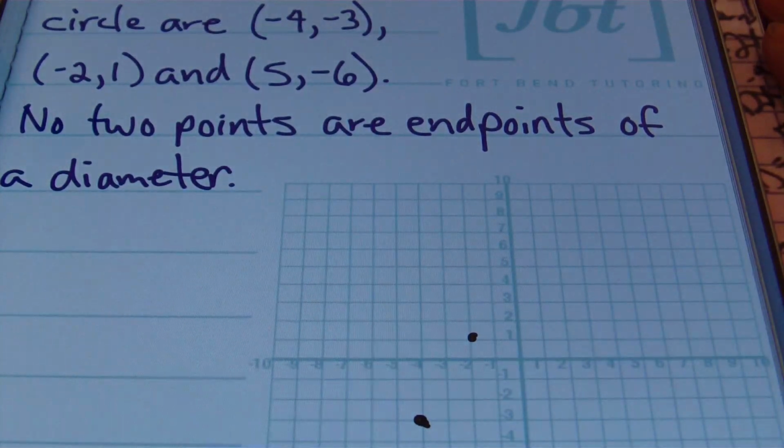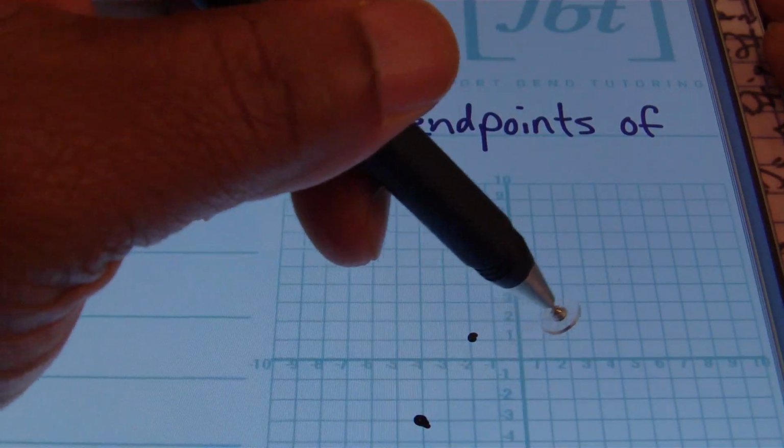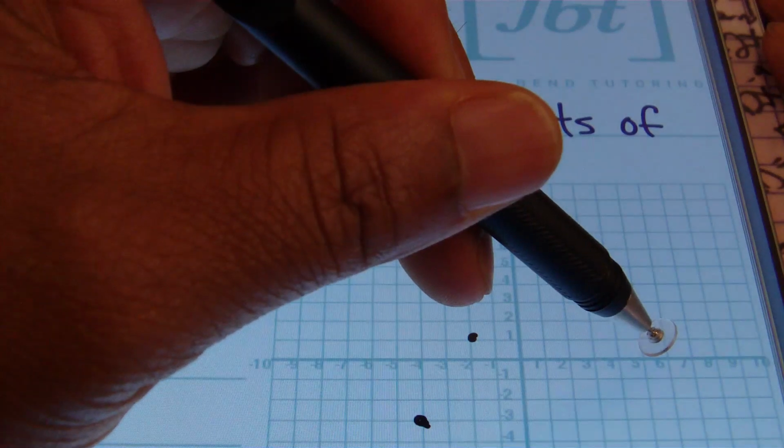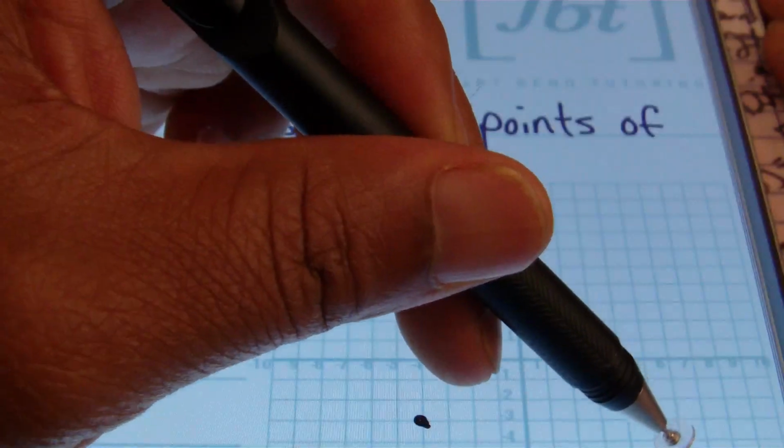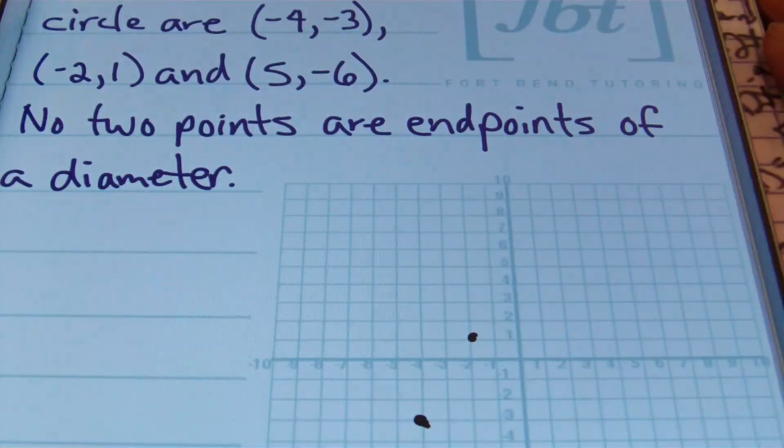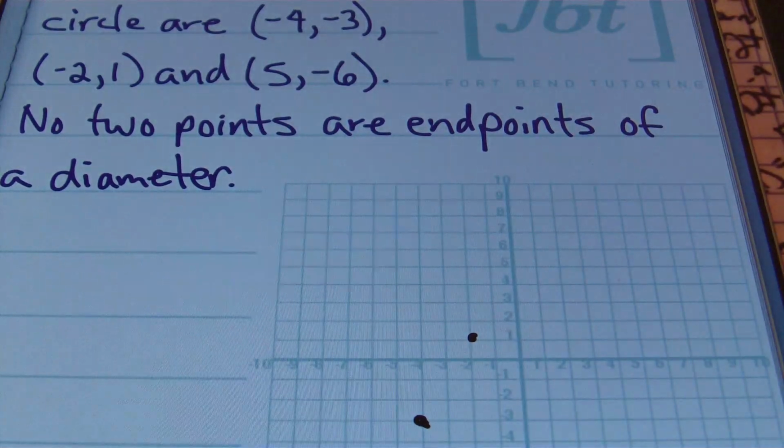And then we also have a point at (5, -6). So we'll be at 1, 2, 3, 4, 5, and then -6. 1, 2, 3, 4, 5, 6 is right here. Okay. So what we know.